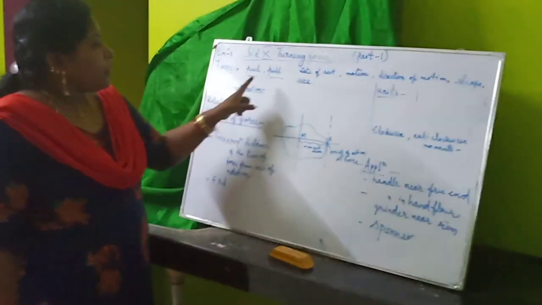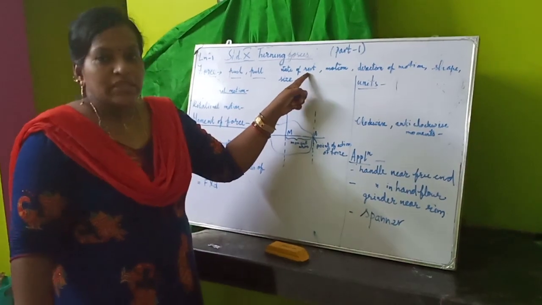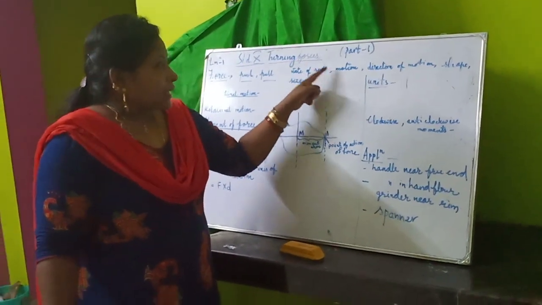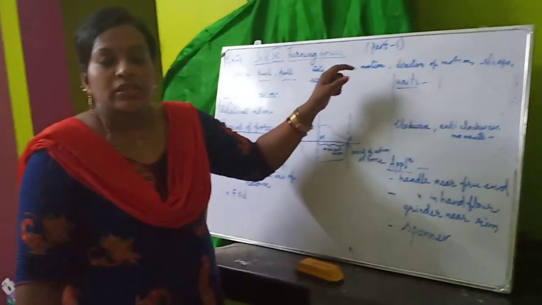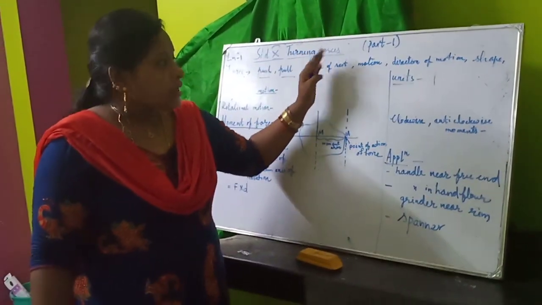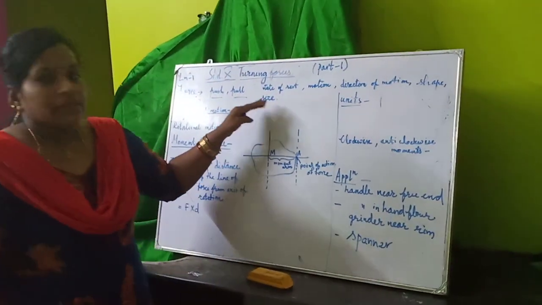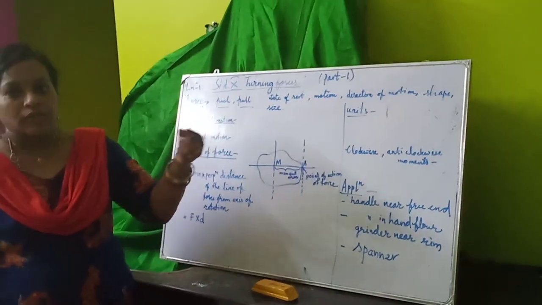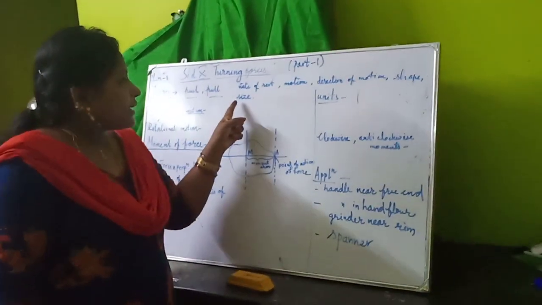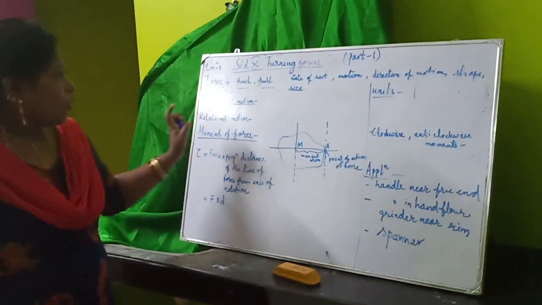For example, it can change the state of rest, means a rest body can move. It can change the state of motion, means with the push or pull force, the moving body can come to rest. It can change the direction of motion, shape and size. For example, in your lower class you read about the squeezing of lemon. So it is related to the change in shape. That is also a type of force.